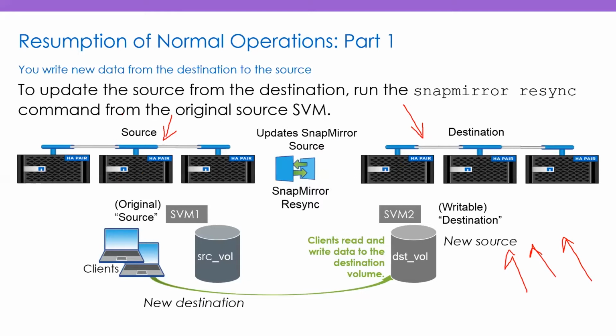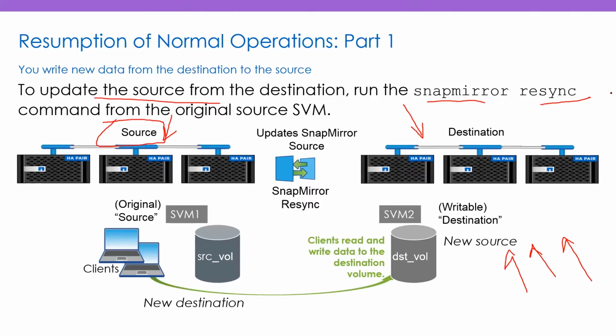Now, when you get this source back, your role is to make sure that you update the source, and now the source should pull all the changes from the destination so that going forward, he can become the source back. This would be done with the command called SnapMirror Resync.